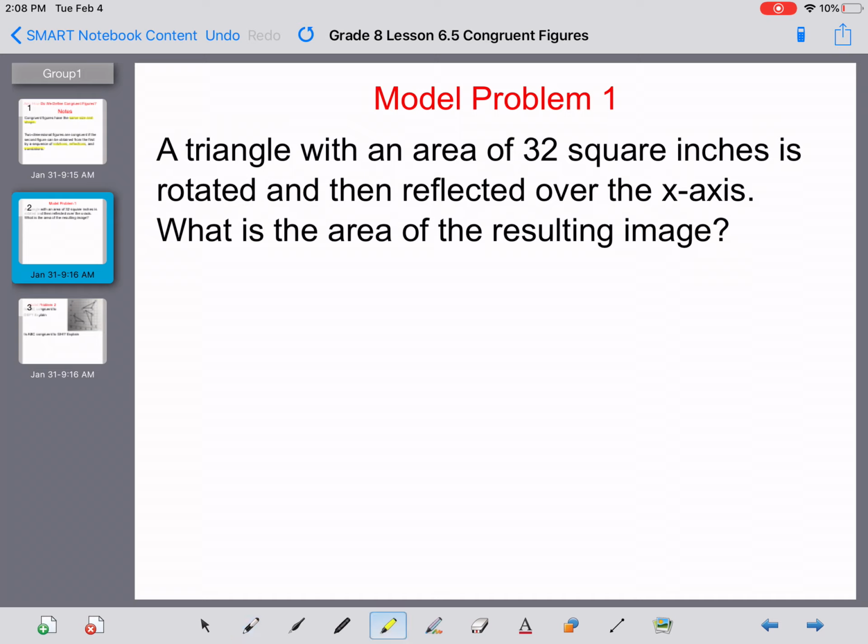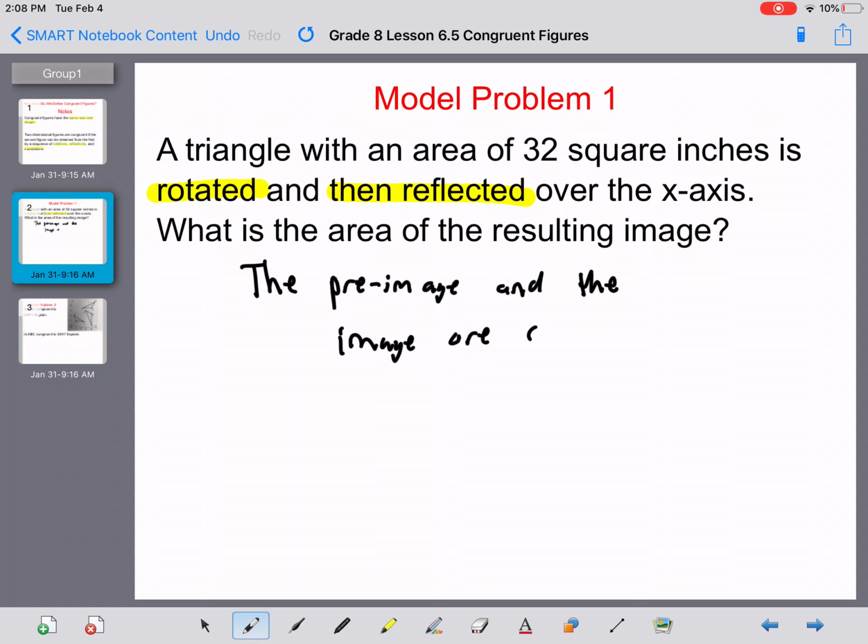So in this problem, we have two transformations that are happening. The image is rotated, and then the image is reflected. Since we have a rotation and then a reflection, the pre-image and the image are congruent. In congruent figures, everything is equal.